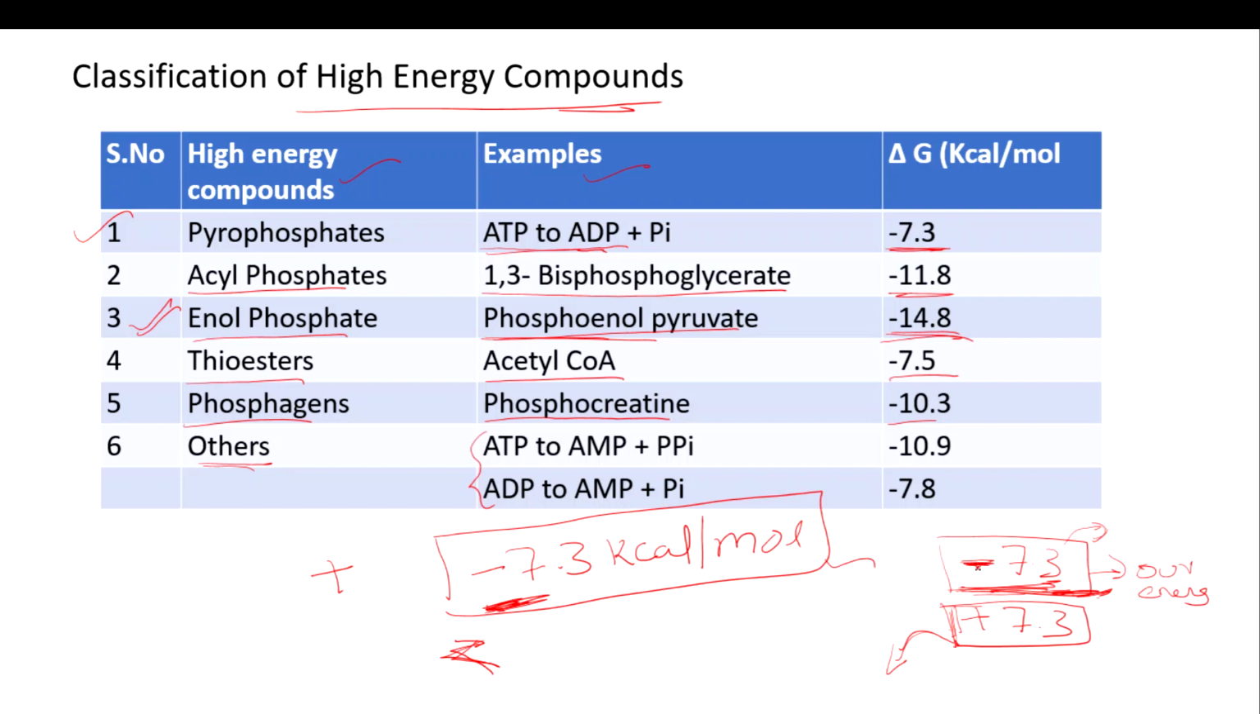It's not like that. Minus 7.3 means the reaction was producing 7.3 kilocalories per mole. So this 7.3 kilocalories was free energy which can be utilized for further reactions. This plus 7.3 was indicating that it was already being utilized by some other reaction. So don't get confused between these two.